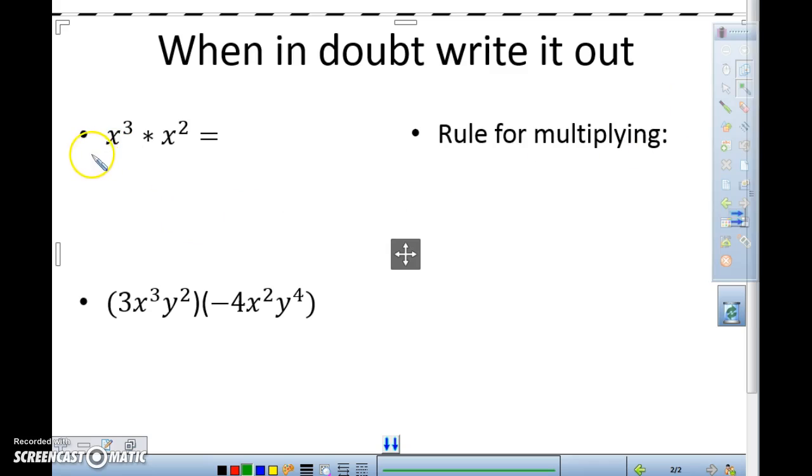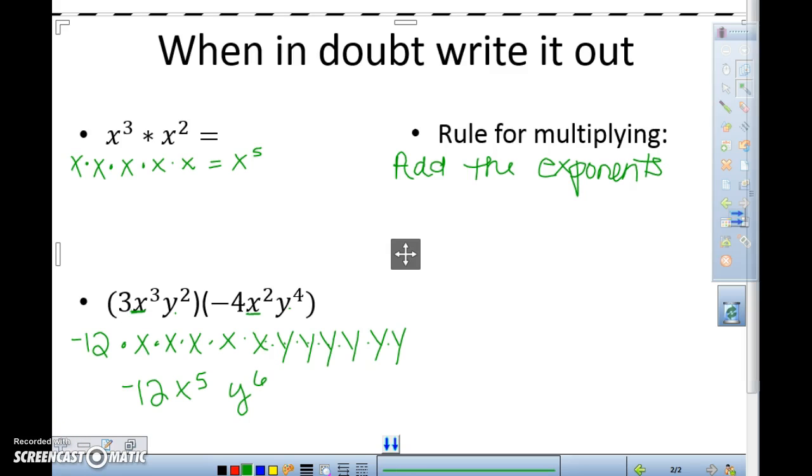So if I wasn't sure on how to do this, I could write out x cubed as x times x times x, kind of like from the warm-up, and then x squared. So it would be x to the 5th power. Or you could have just added the exponents. 3 plus 2 gives you the 5. 2 plus 4 gives you the 6. Y to the 6th power. Okay?